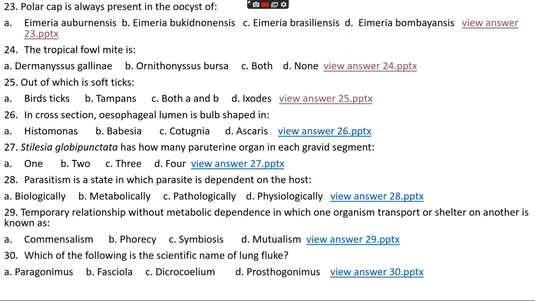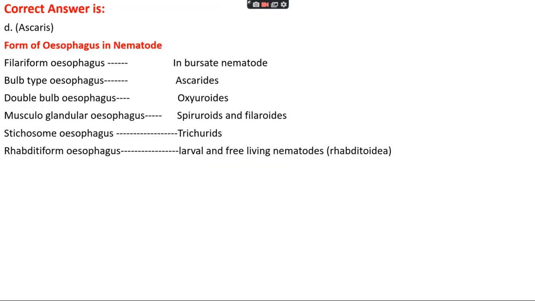Question number 26. In cross section, oesophageal lumen is bulb shape. Option A, Histomonas; option B, Babesia; option C, Cotugnia; option D, Ascaris. The right answer is option D, that is Ascaris. Let's see the form of oesophagus in nematodes. Filariform oesophagus is found in bursate nematodes. Bulb shape oesophagus is found in ascarids.